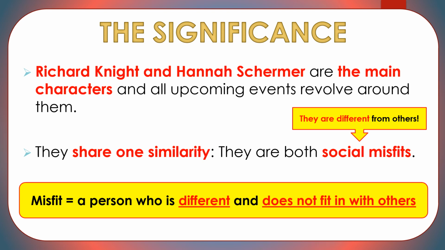Okay, so basically the significance is that Richard Knight and Hannah Shermer, they are different. Okay, that is the similarity, and because they are different, they were attracted to one another. And we will see this throughout the novel.